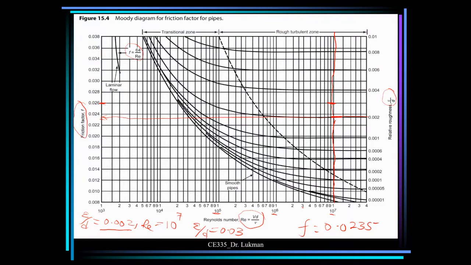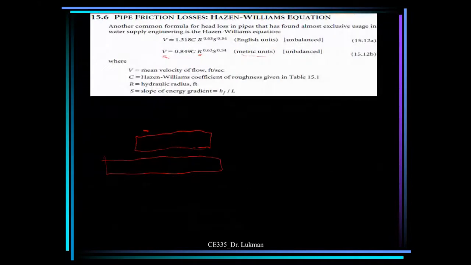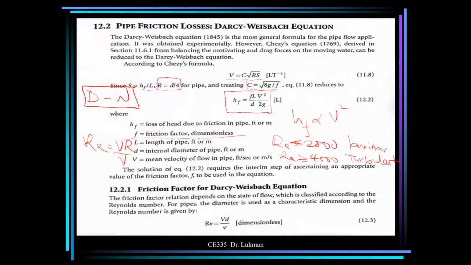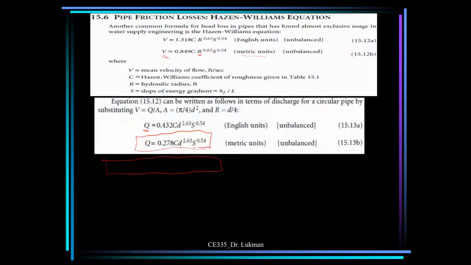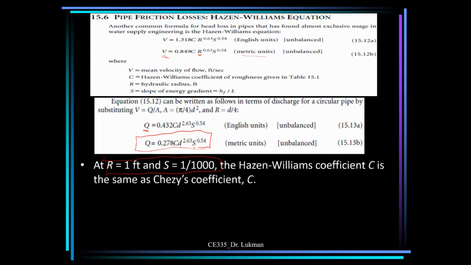For the Hazen-Williams formula, we don't need the friction factor because the head loss formula for the Hazen-Williams equation is given in terms of the Hazen-Williams constant, diameter, and the bed slope.